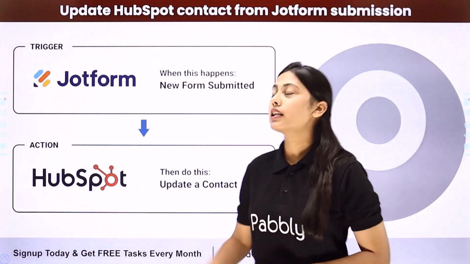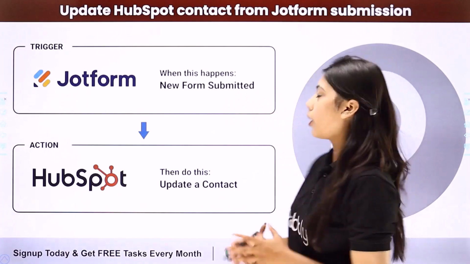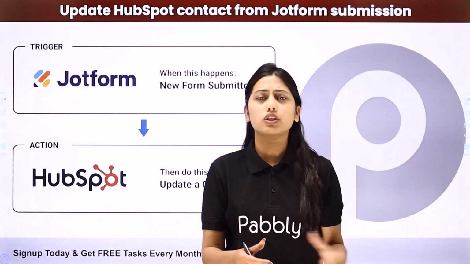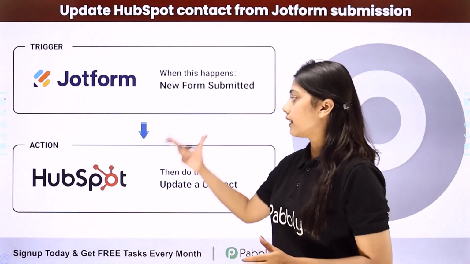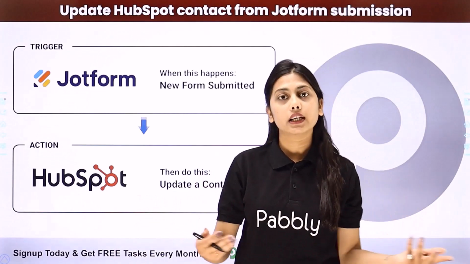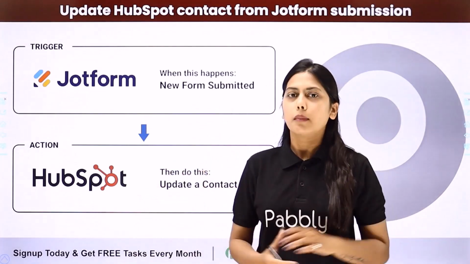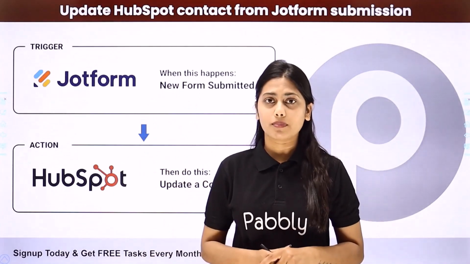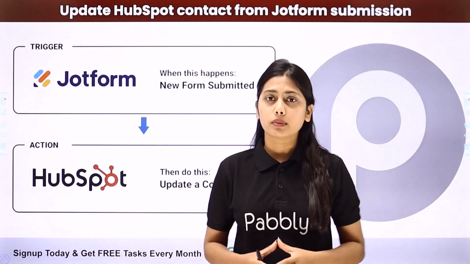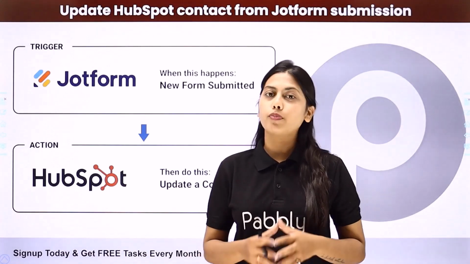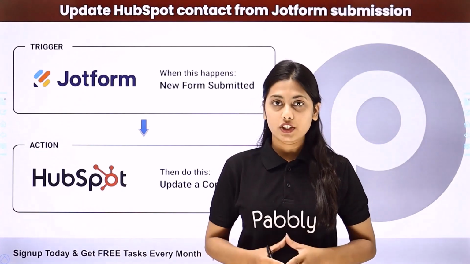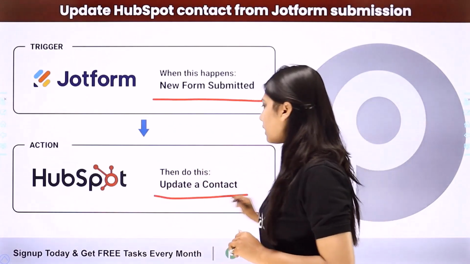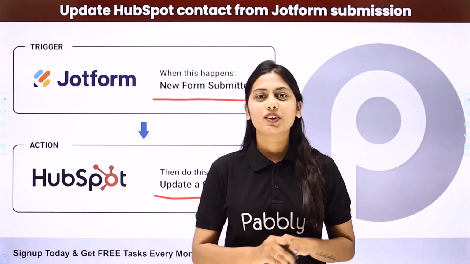Hello everyone, today we will learn how to update HubSpot contact from Jotform submission. Suppose that you are submitting a form and entering your details to have some correction in your contact, and you want that contact that exists in your HubSpot account should be updated automatically whenever a new form is submitted. But it cannot take place automatically because both of these applications do not have a direct connection between them. But what if I tell you to ease your problem that we can automate this process with the help of Pabbly Connect? We will today create such an integration where our trigger will be a new form submitted in Jotform and our action will be to update a contact in your HubSpot. Let us learn how to do it.